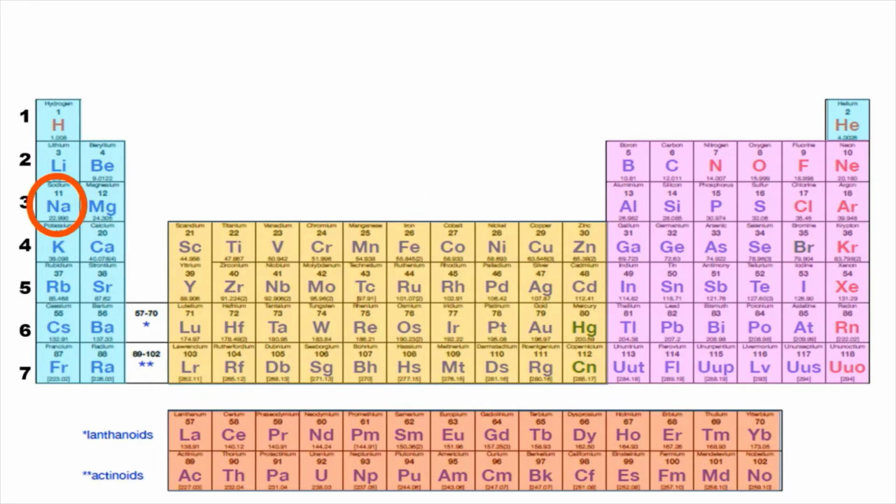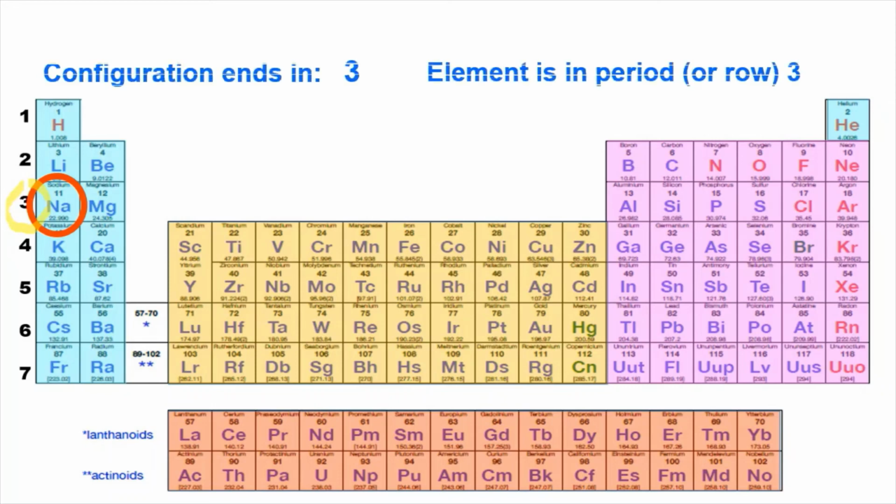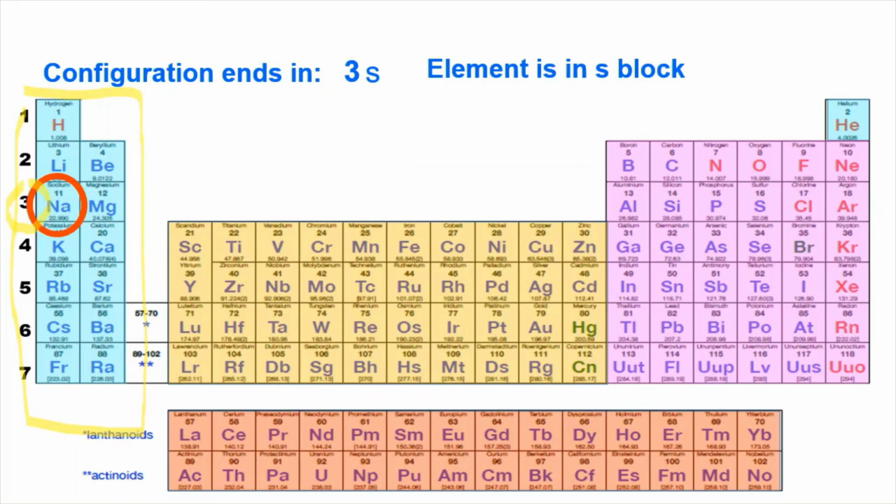So finding sodium on the periodic table, we can see it's in row 3, which corresponds to energy level 3, so the configuration for sodium should end with a 3. It is in the s block, this is our s block, so the configuration should end with an s, and sodium is the very first column in that s block, so it should end with 3s1. And our example did, so we did it correctly.